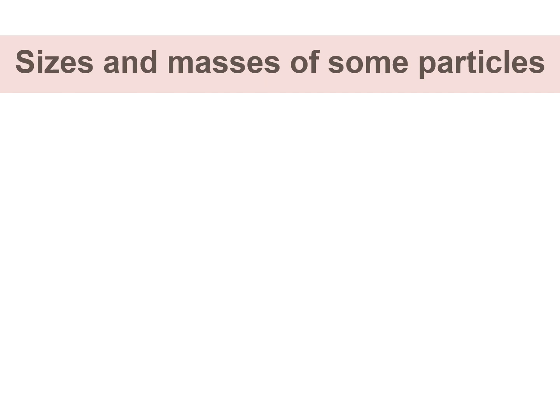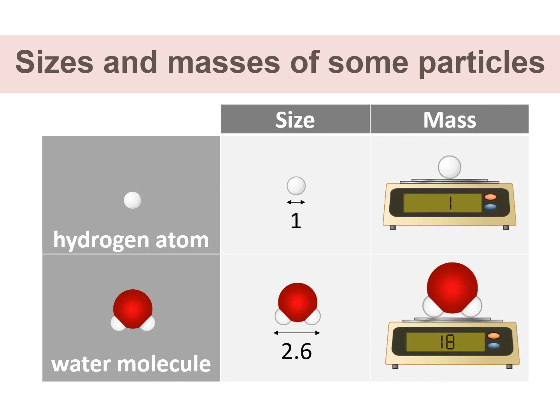We take a look at the size and masses of some atoms. Actually, atoms are very light and very small. We take hydrogen as a reference. We say its length is 1 unit, its mass is 1 unit. Compared with it, a water molecule is 2.6 times larger than the hydrogen atom, and it is 18 times the weight of a hydrogen atom.